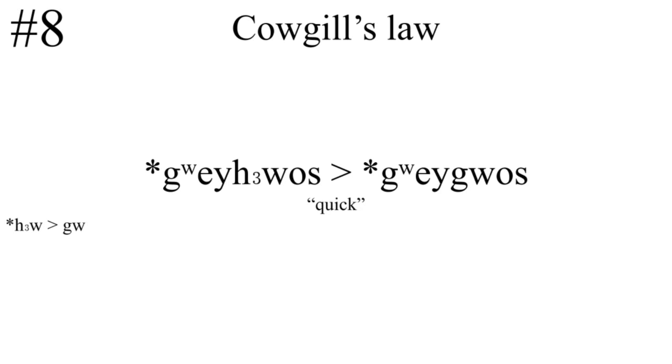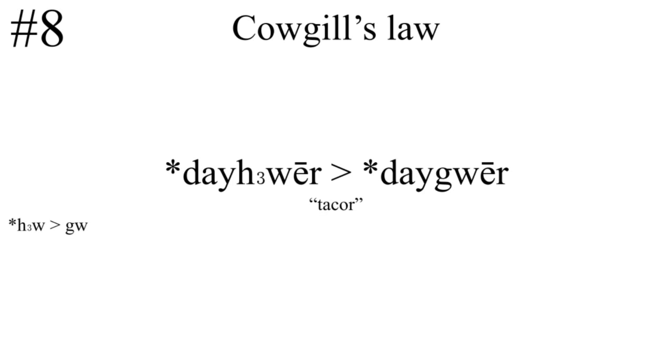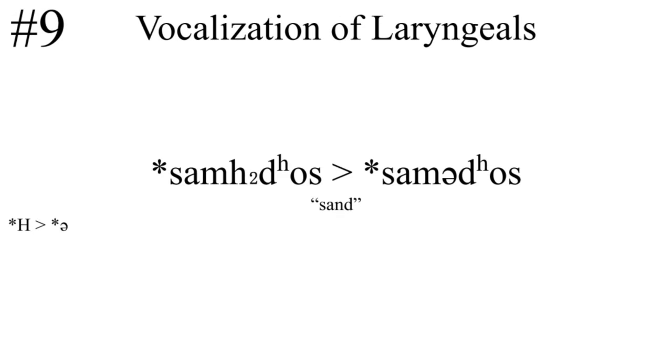Next up is Cowgill's Law, which may or may not exist. H3 might turn into G if it's in front of a W, and maybe H2 does also. There are only 3 examples of this, and only one of them is a good example, but it's so specific it'll probably never come up. The remaining laryngeals turn into schwa.